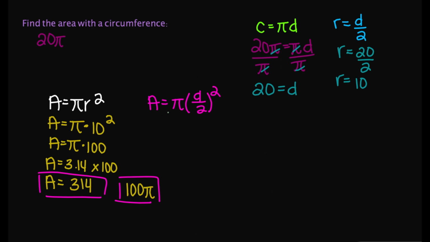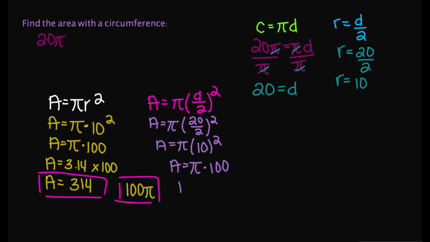So let's say we use the other formula for your area. A equals pi times your diameter, 20, divided by 2, squared. So A equals pi times 20 divided by 2. This is going to be 10, squared. So A equals pi times 10 squared. This is 100, so 100 pi, you're going to get about 3.14 times 100. And this is going to give you about 314 as well.